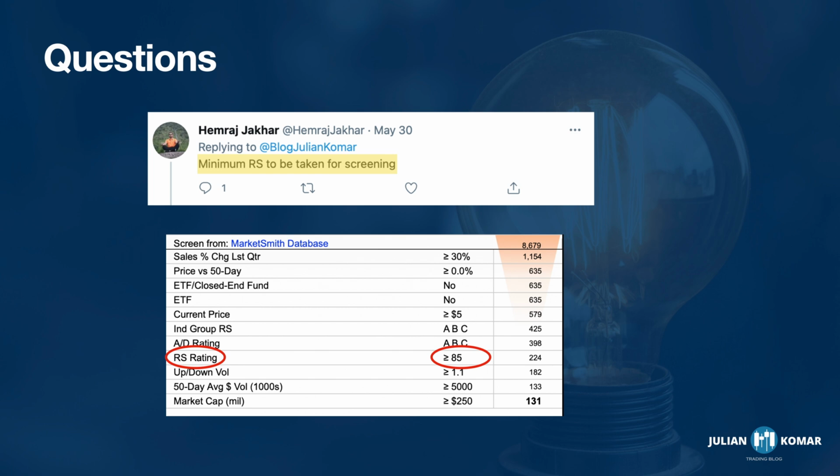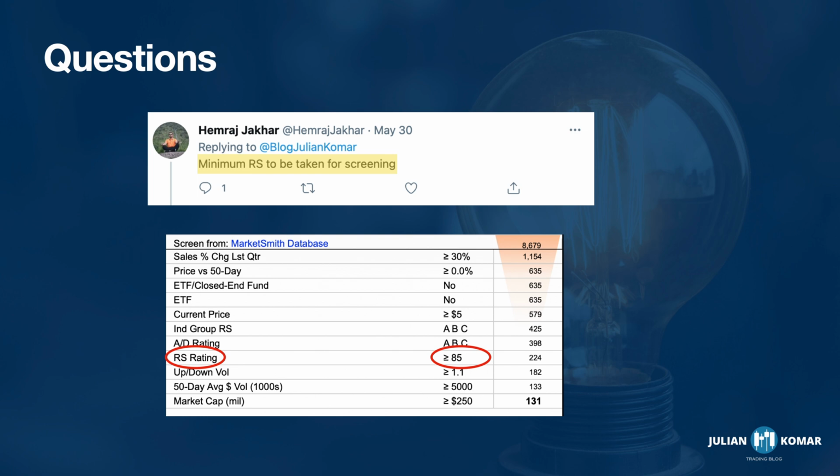Let's look at another question. The minimum RS to be taken for screening. So he refers to the RS rating from IBD. And here I made a screenshot from one of my MarketSmith screeners. And by the way, I have several videos about stock screening also with MarketSmith on my YouTube channel. So if you are interested in settings and how to screen for stocks, look into those videos.